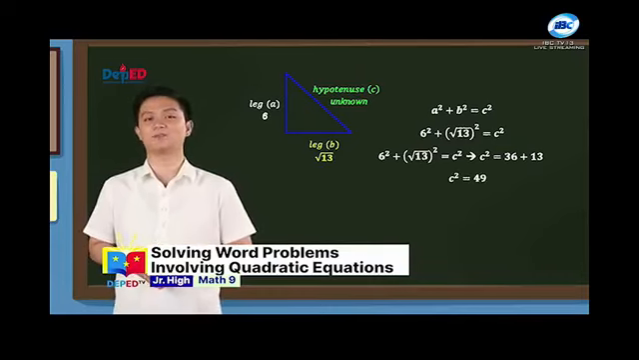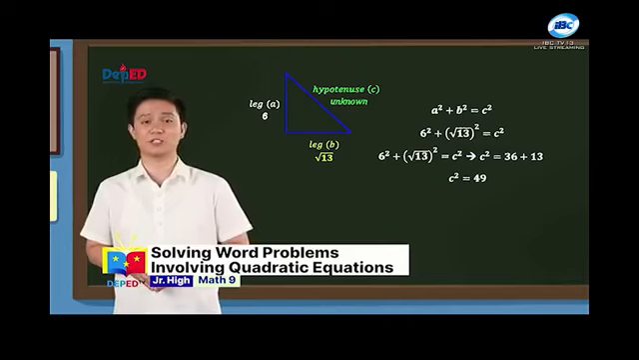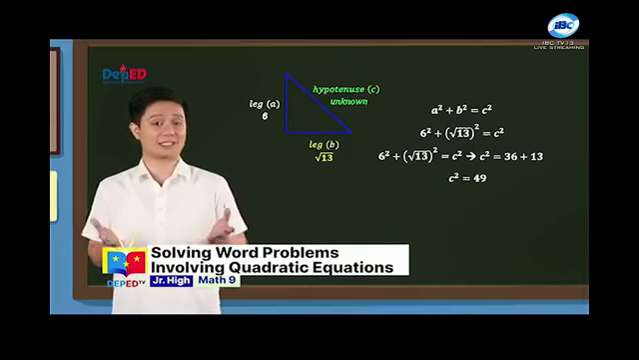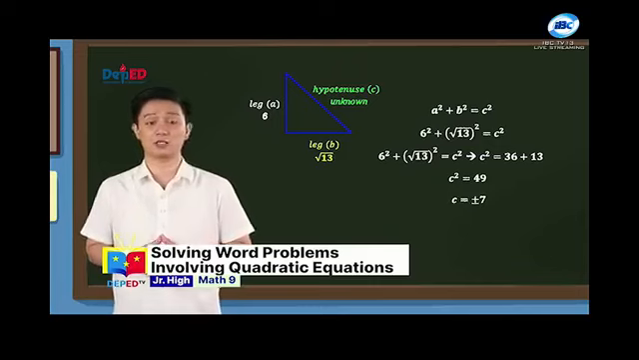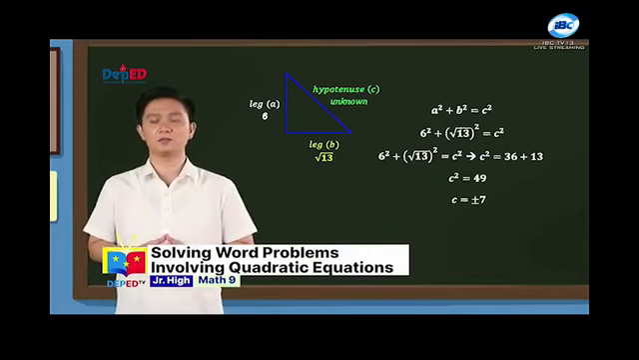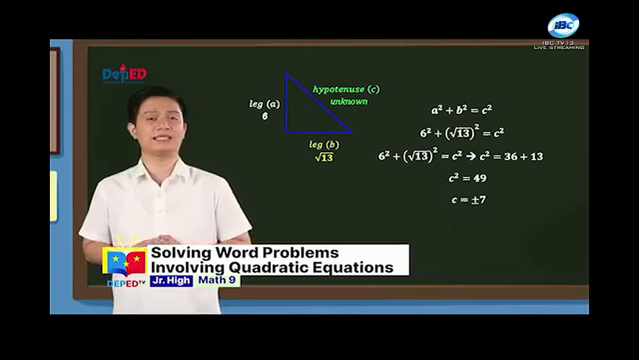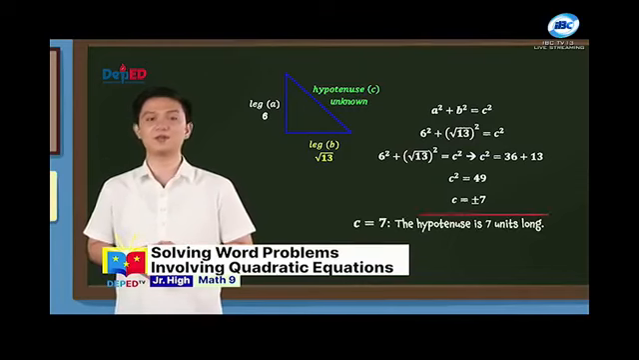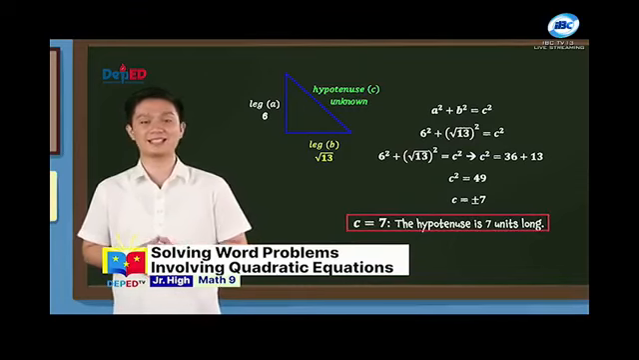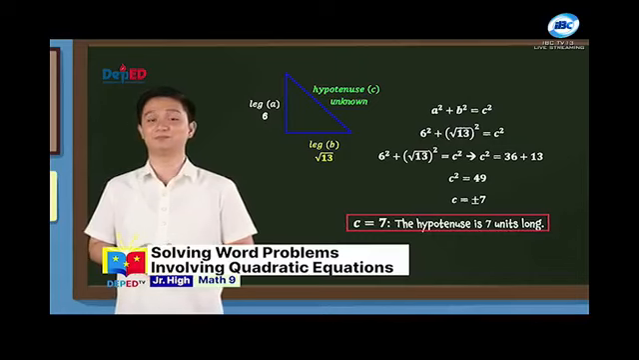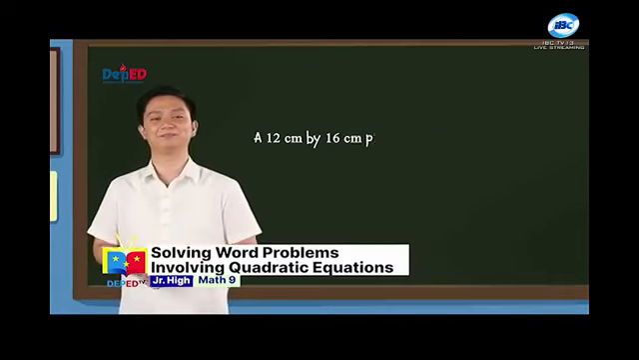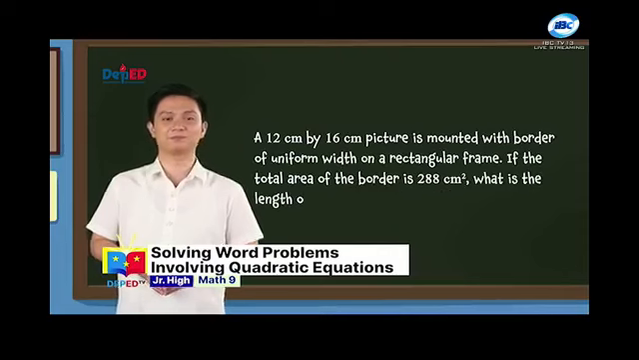This means that C squared is equal to 36 plus 13, and hence C squared must be equal to 49. Extracting the square root of both sides, we must get that C is positive or negative 7. But C represents the length of the hypotenuse and therefore should not be negative. So C is equal to 7. The hypotenuse is 7 units long. Problem solved! Problem number 3.